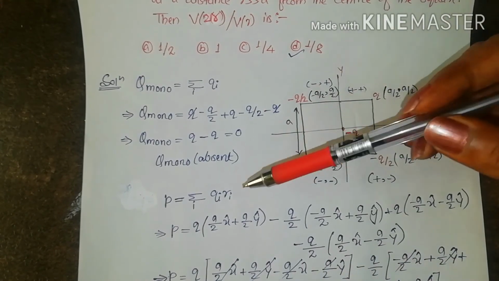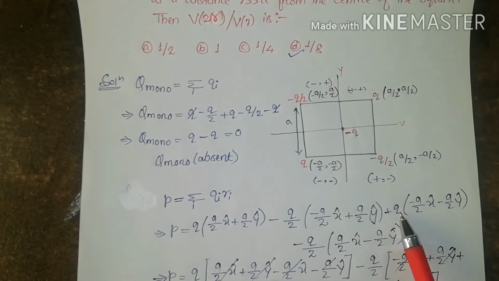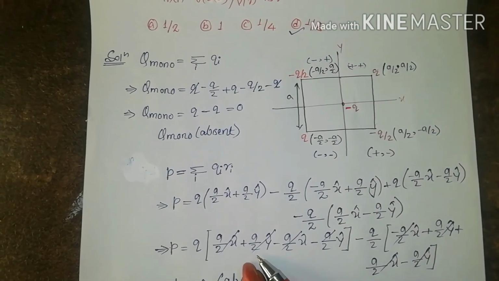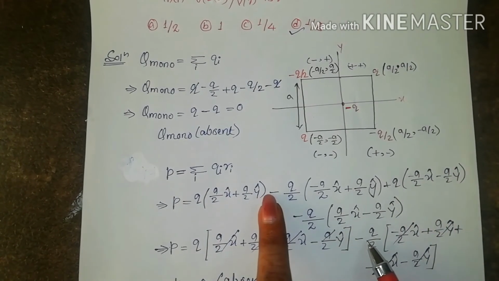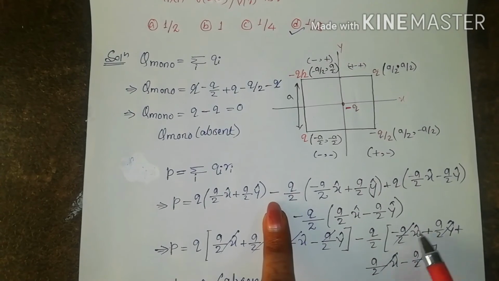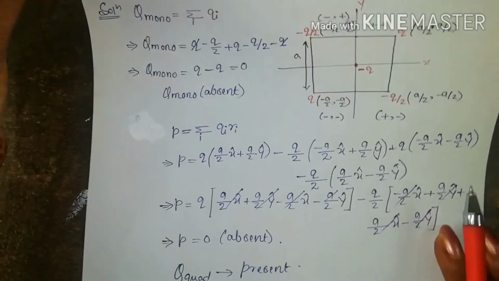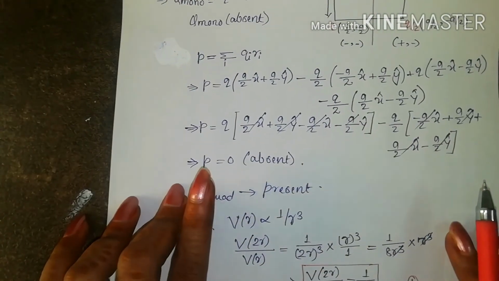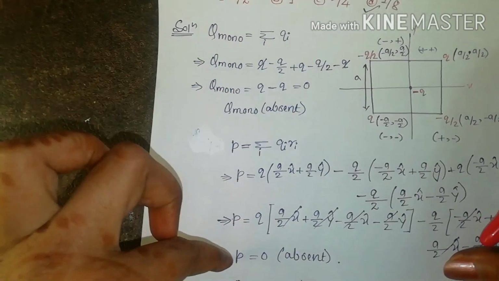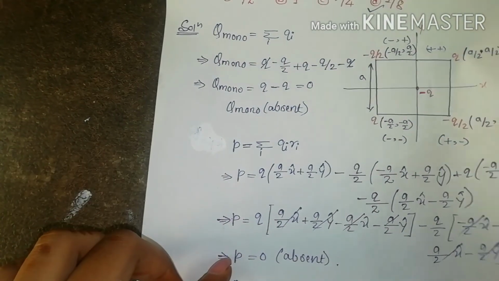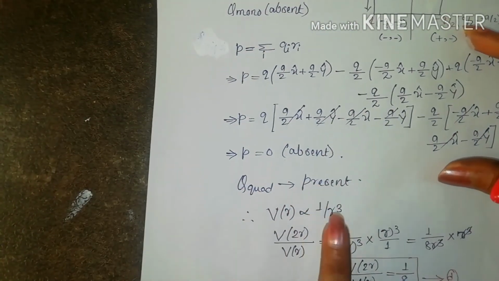Now in the next line what I have done, I have taken this positive q common. On taking positive q common, you will see all other terms will get cancelled. And if I take minus q by 2 common, here also all other terms will get cancelled. That means the dipole moment is also equal to 0 here. So when the monopole is equal to 0 and the dipole is also equal to 0, then we will have the quadrupole moment. So the quadrupole moment is present.